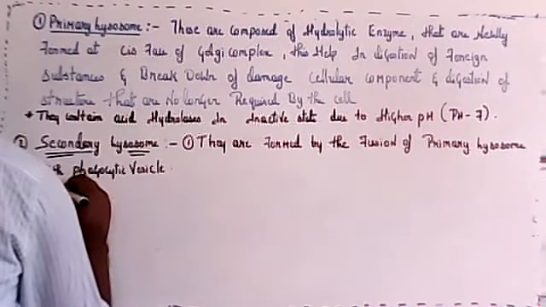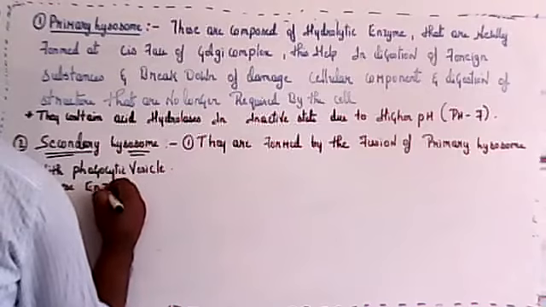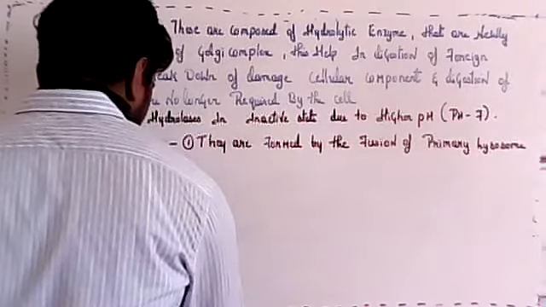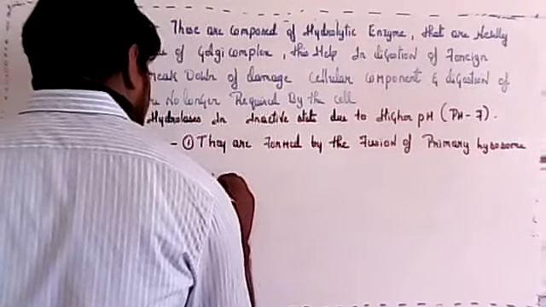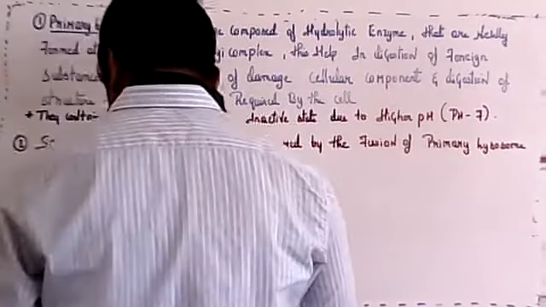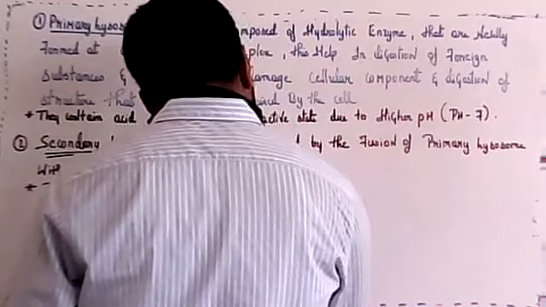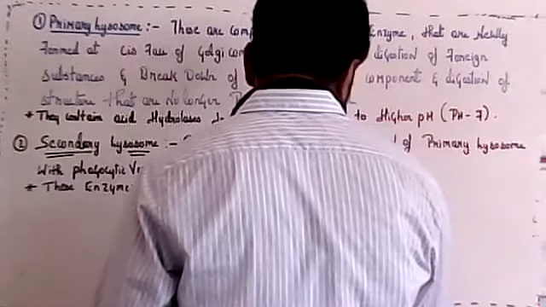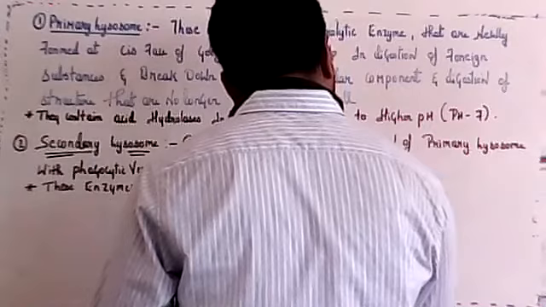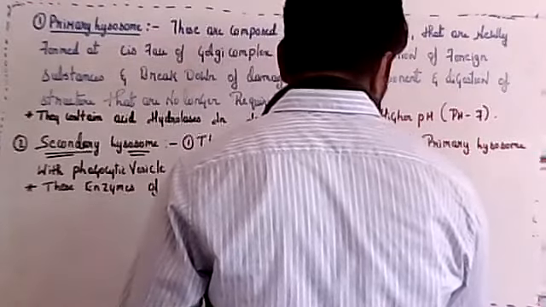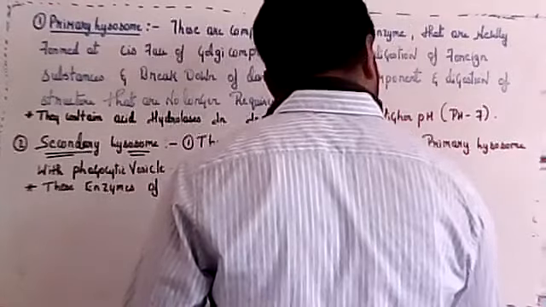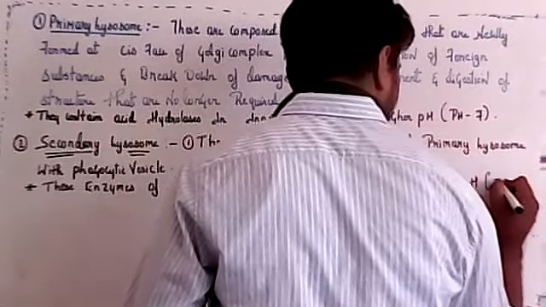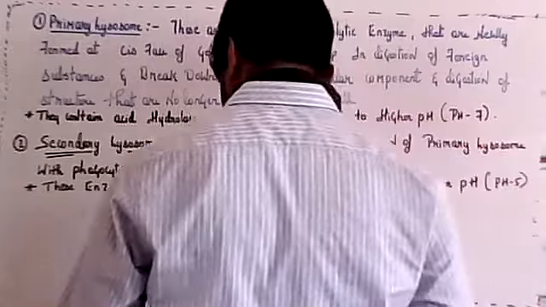The enzymes of secondary lysosome are active due to lower pH, that is pH 5.